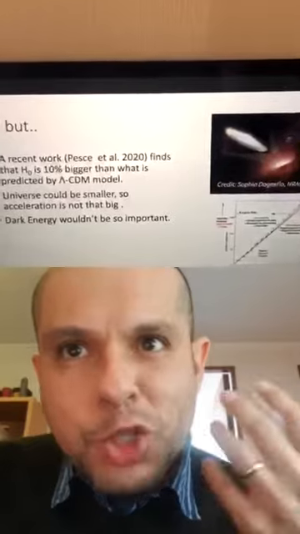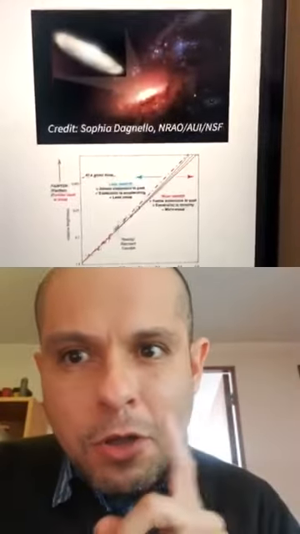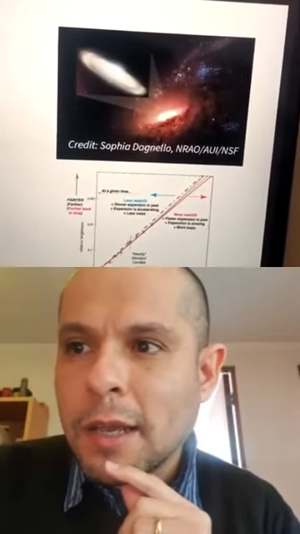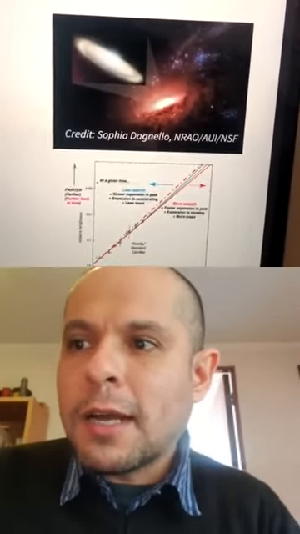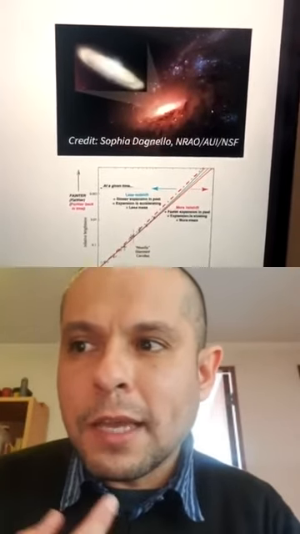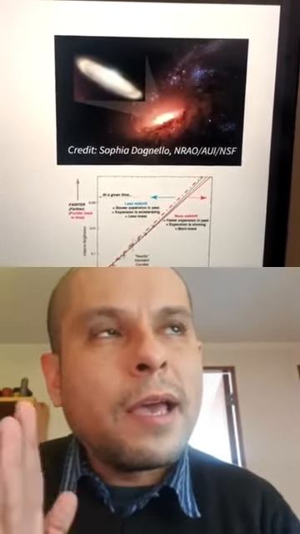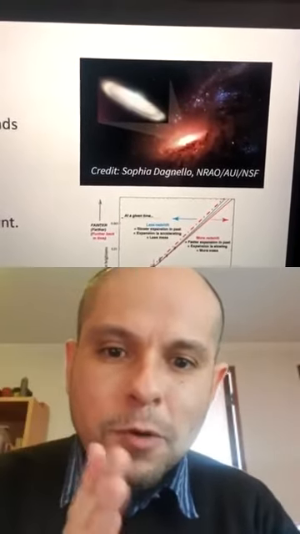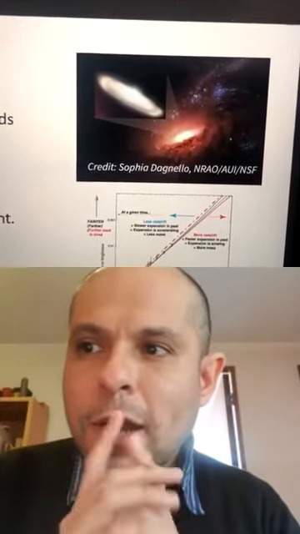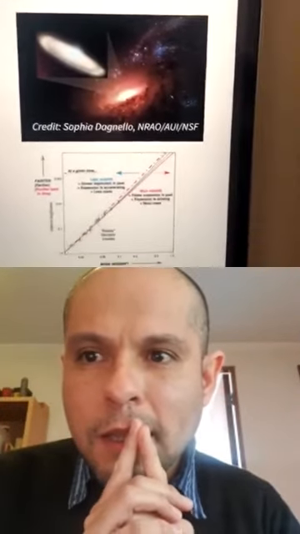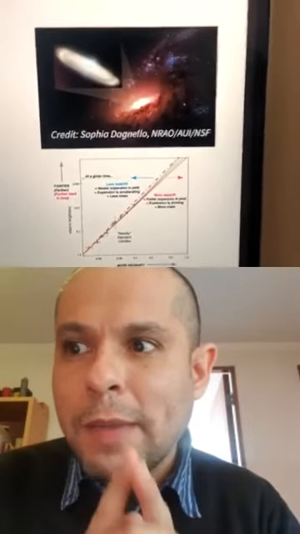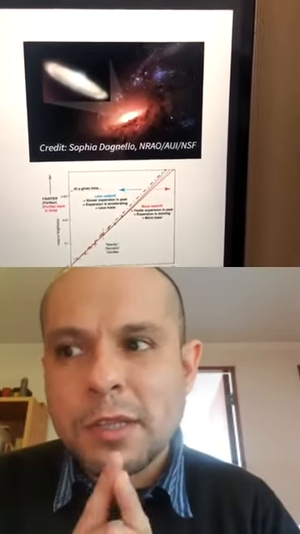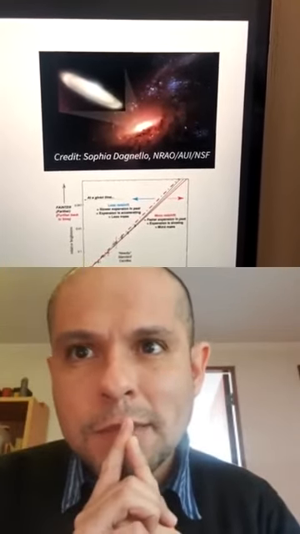All this knowledge is changing a lot. There is a work published this year by Pesce et al., and they measured the Hubble constant. Remember, this is the proportionality constant between how fast the galaxies are moving and the distance they are at. Using a method called water megamasers, they found that the Hubble constant was 10% bigger than predicted by the lambda CDM model. So it was a discrepancy.